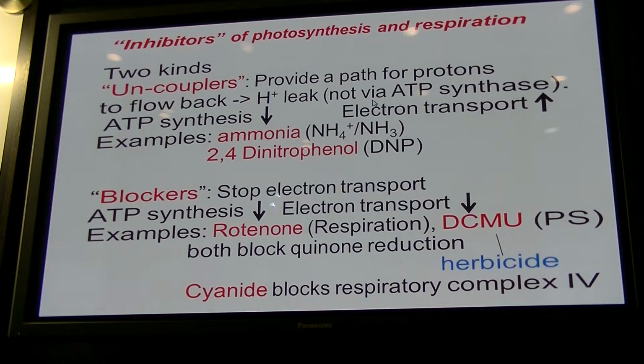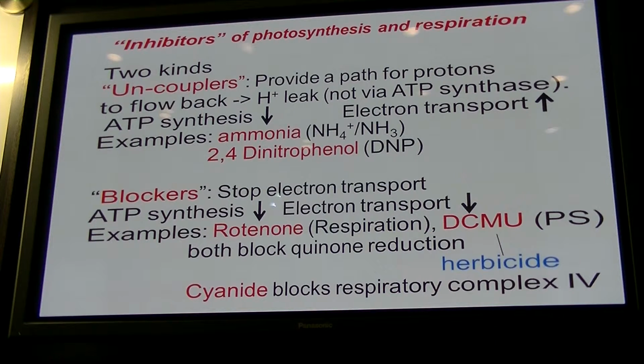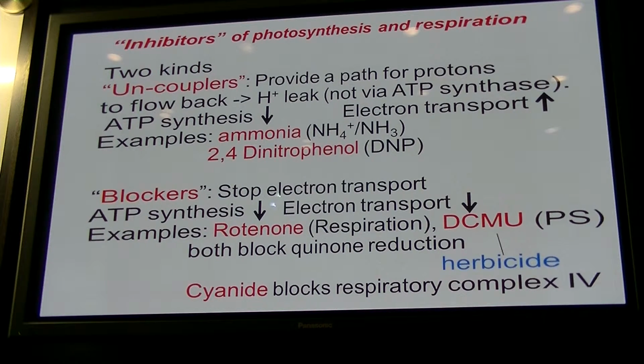But since the system wants to maintain the proton gradient, electron transport actually picks up. Because when we take away protons, the proton motive force is less. And that means there's less energy used to push back for the transport of a proton by an electron transport chain. So it's easier for the electron transport chain to pump.